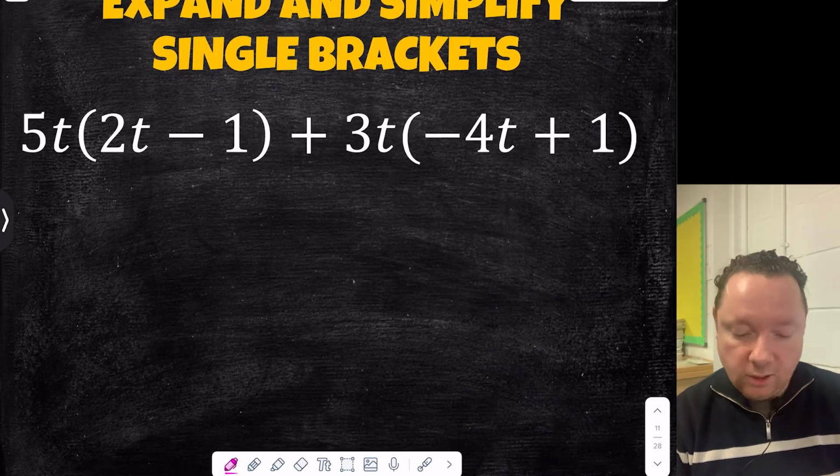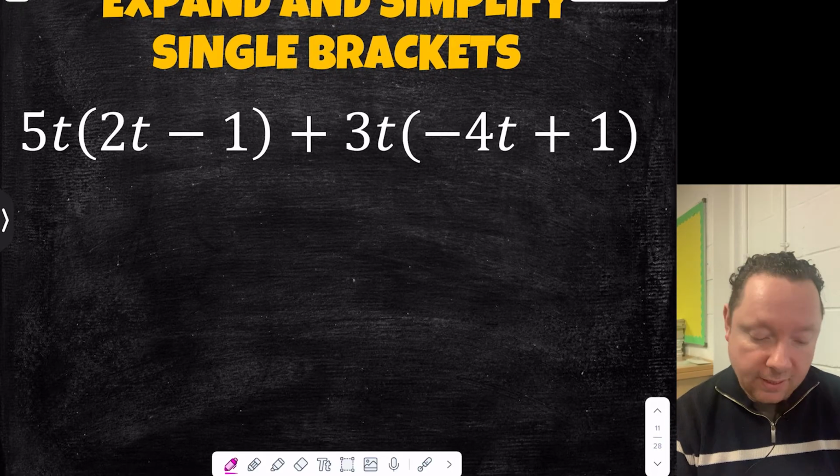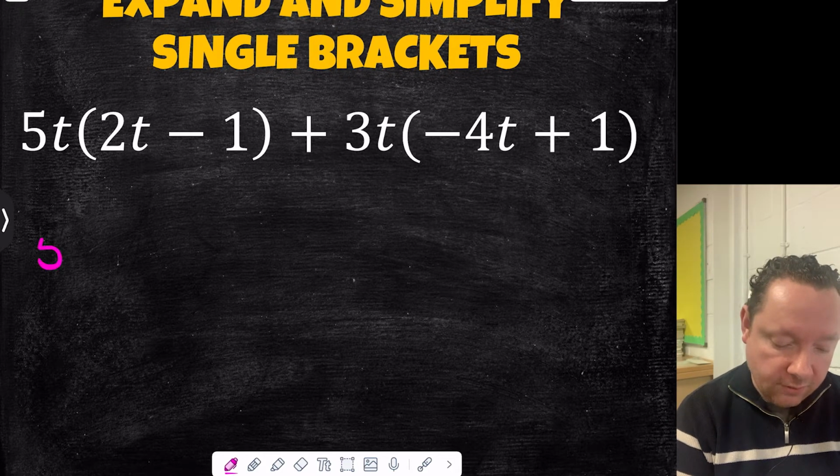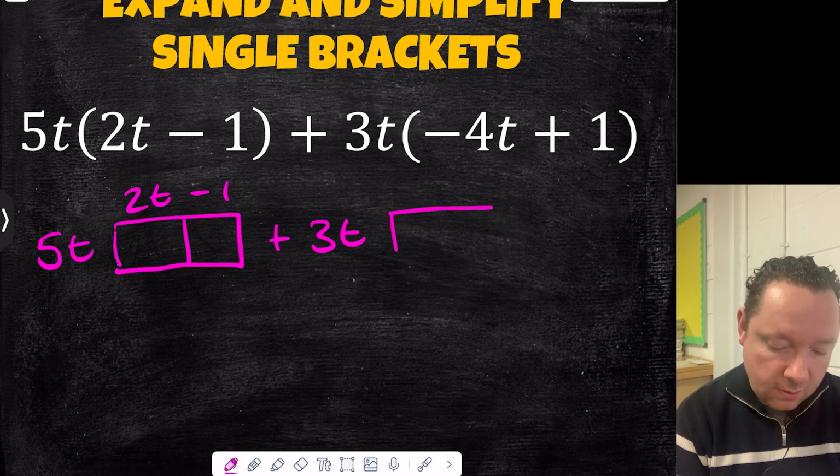One last one on expanding and simplifying brackets. We've got 5t, 2t minus 1. Box. Plus 3t. Box. Minus 4t. Plus 1.